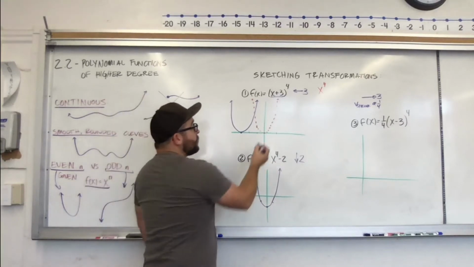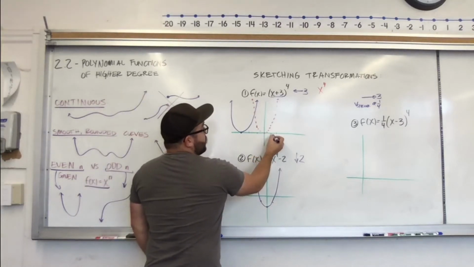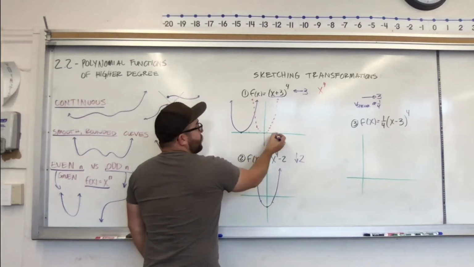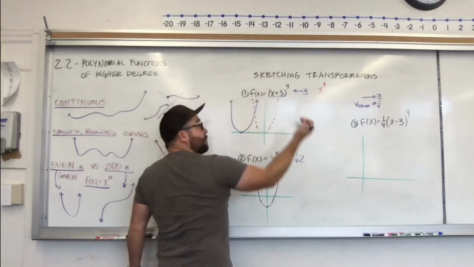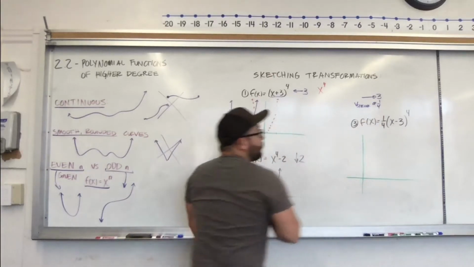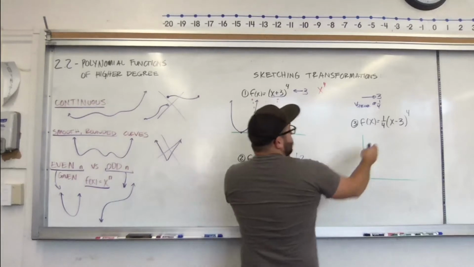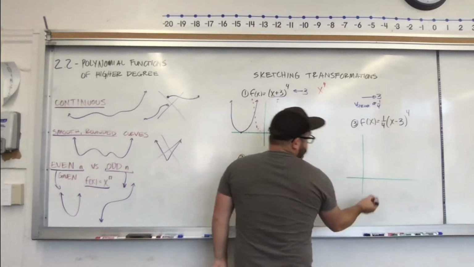And how's that going to be? Well, if we go out to 1, instead of going up to 1, we'll go up to 1/4. We go over to 2, instead of going up to 16, we'll go to 1/4 of it, so we'll go up to 4, and we'll start to look a little bit wider. But we also need to shift that over 3 to the right.